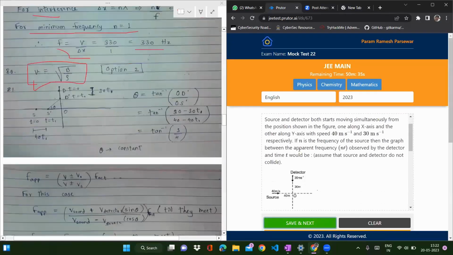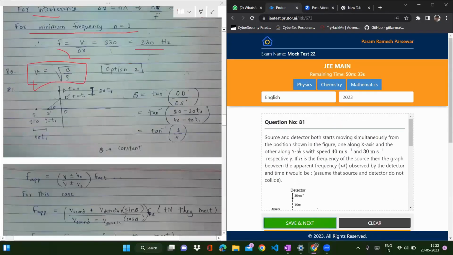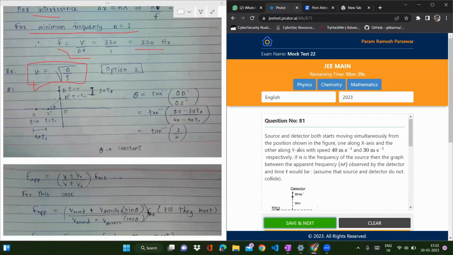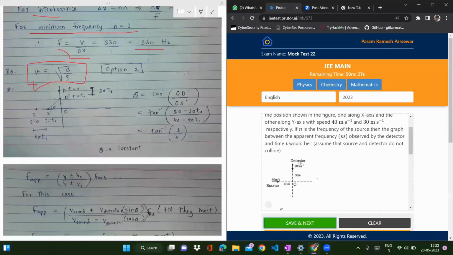Now question number 81. Here a source and the detector both start moving simultaneously from the position shown in the figure, one along the x-axis and the other along the y-axis, with speeds 40 meters per second and 30 meters per second respectively. If n is the frequency of the source, then what would be the graph between the apparent frequency observed by the detector and the time? Assume that the source and the detector do not collide.